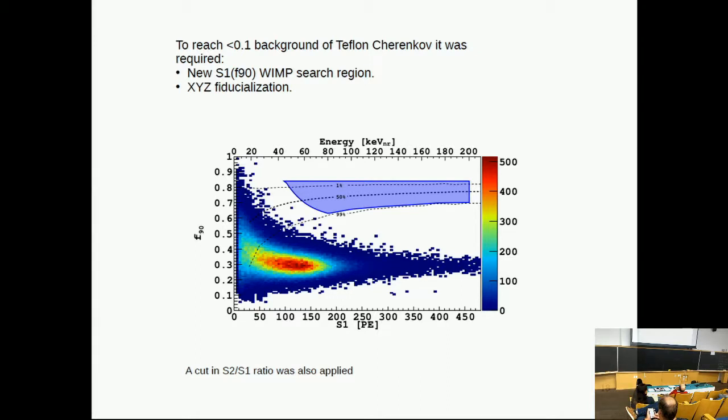So the threshold for energy that you're using now is 40 keV? Yeah, it used to be 30 keV, but it was increased. It was basically changed because of this Teflon, because the Teflon Cherenkov is very bad for S1 around 50, 60 PE. It has a cutoff around 80 photoelectrons. So basically, yeah, the Cherenkov background was bad.